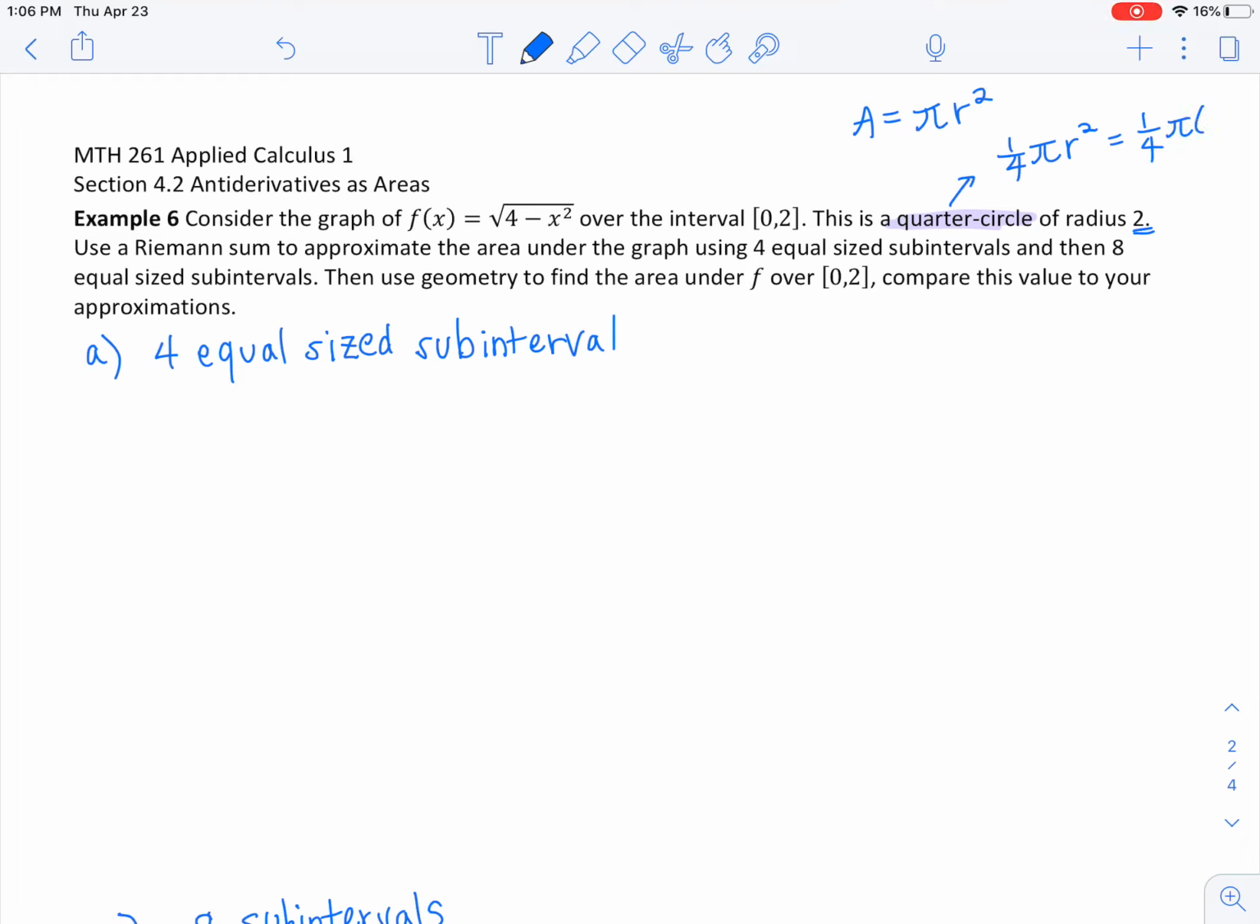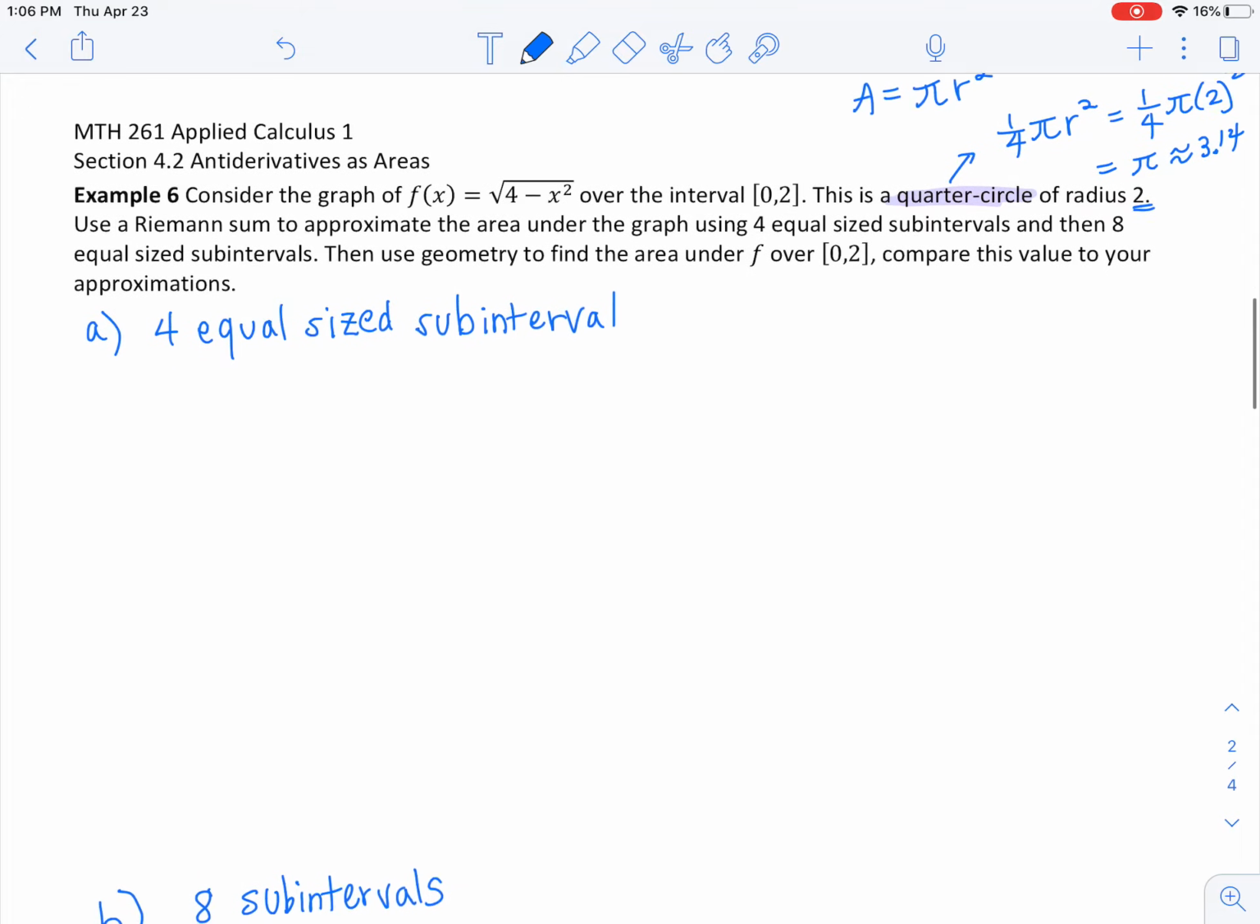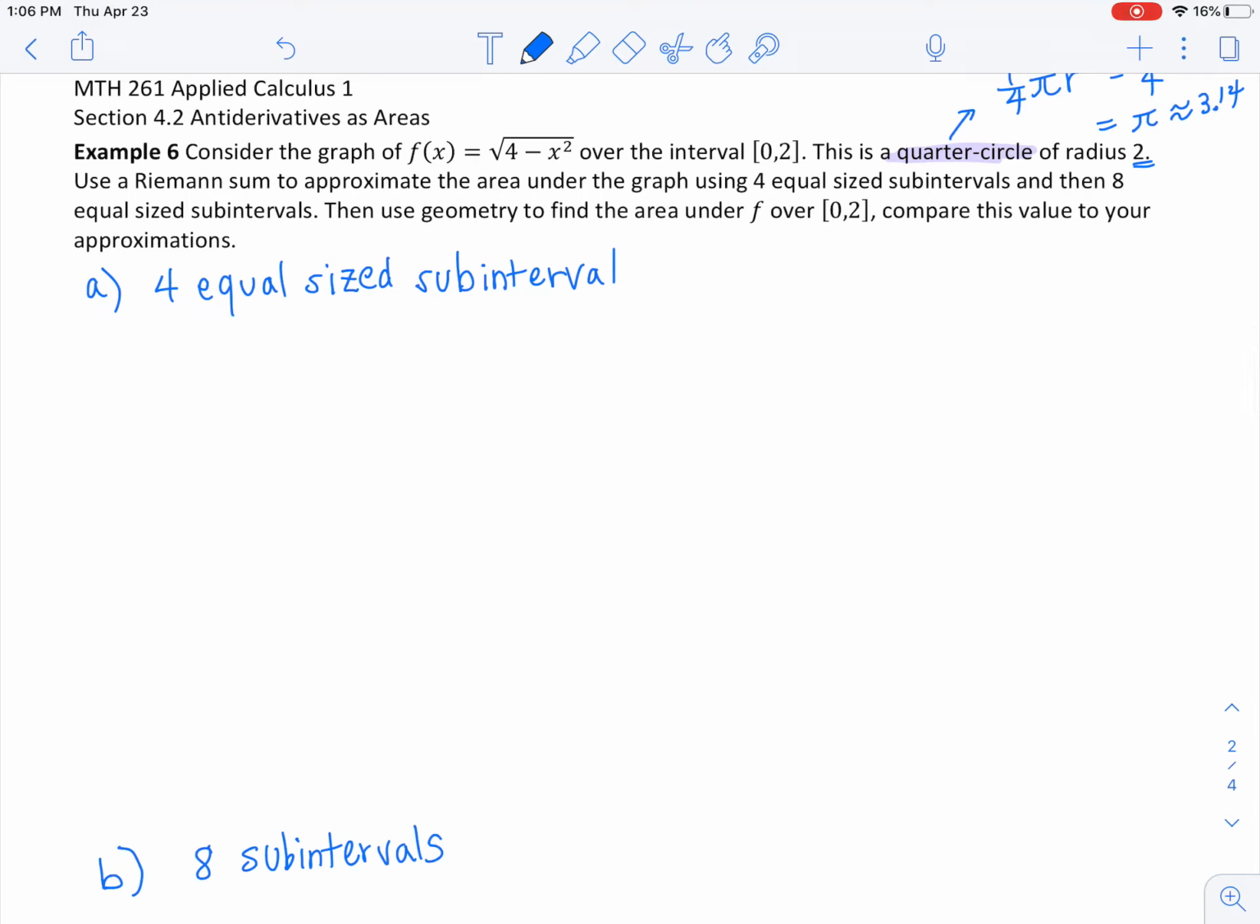And we already know that the radius is what? 2. They gave that to us, but we can also graph this ourselves and figure that out. But this is very nice. They gave this to us. So let me go ahead and just figure that out in this tiny little margin first. 1/4 times pi times what number squared? 2 squared. That's 1/4 times 4 pi, so it's going to be approximately what? 3.14 units squared.